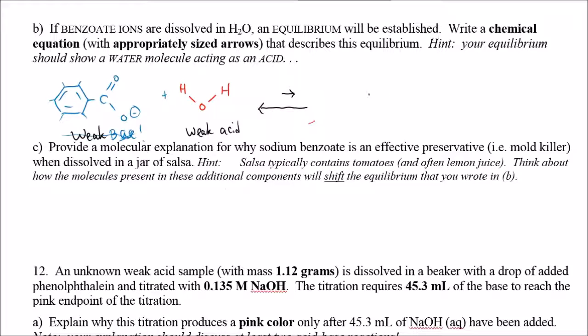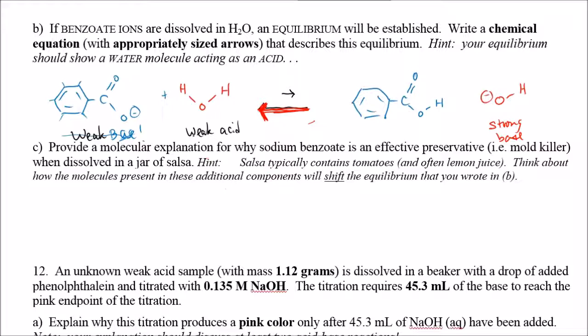Structures on the right will be the benzoate has now gained a proton. So it has become benzoic acid. The water has lost a proton. It has become OH minus. You should see this is a strong base here. And that's why this arrow is big going back to the left, because the strong base is going to actively pursue the hydrogen ion and regain it to form the much more stable water molecule.